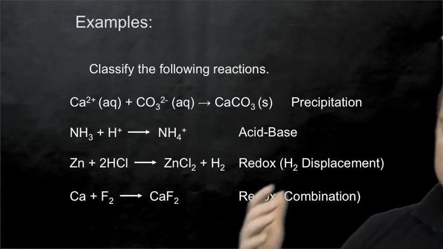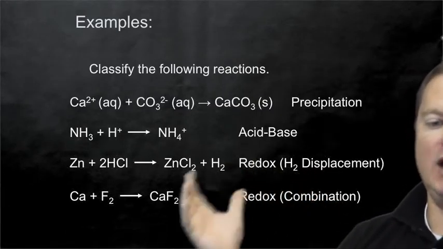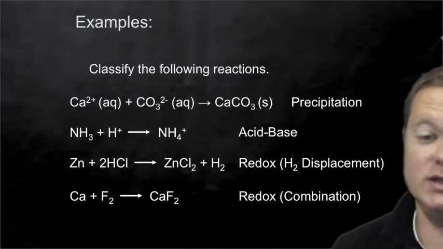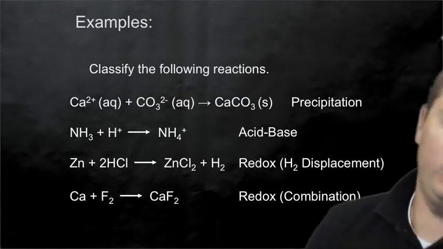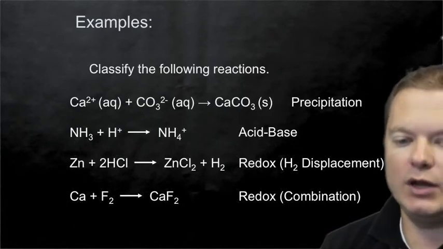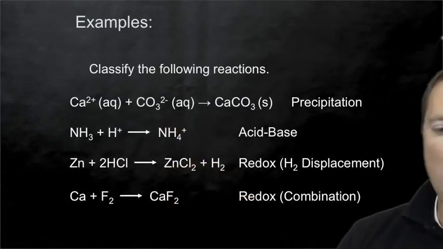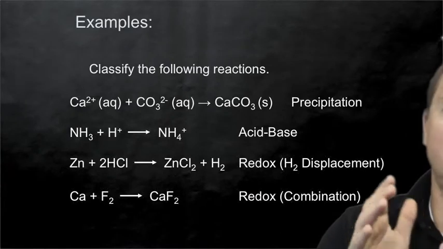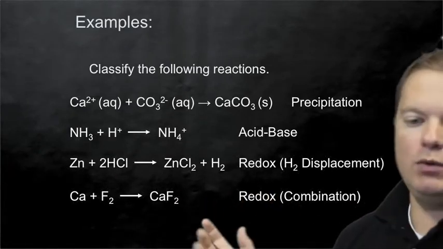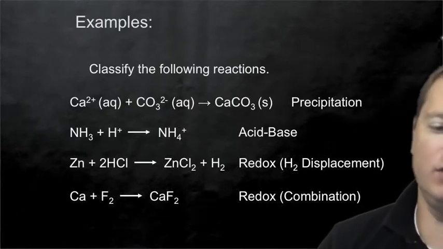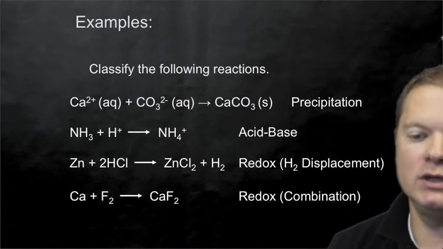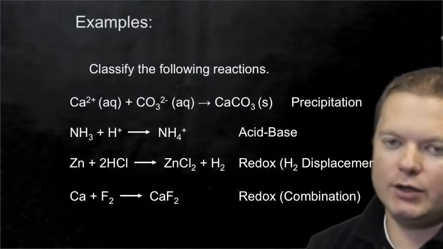The next one, we have ammonia plus a H+. So the oxidation numbers aren't changing. We should recognize H+ as an acid. So this is an acid-base reaction. Ammonia is actually a base, so if you memorize that, that's an acid-base reaction. The last two, we look, zinc is going from an oxidation number of 0 to a 2+. Hydrogen is going from a +1 to a 0. We're changing oxidation numbers. That is a redox reaction. The last one, again, changing oxidation numbers. We see that as a redox reaction.